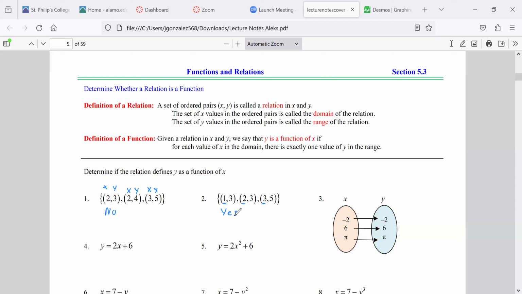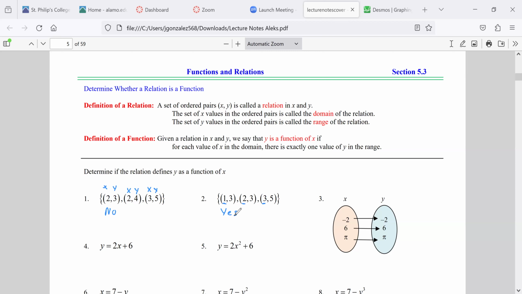So just keep an eye out to make sure there's no x being paired with two different y's. Just look for that. If you see an x repeat itself, most likely it's not a function, but just double check, because they could throw in the same point and mess with you if you're not paying attention.